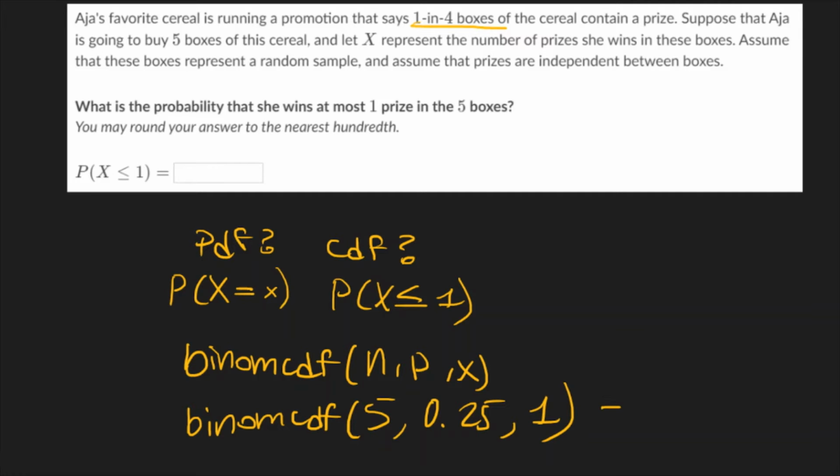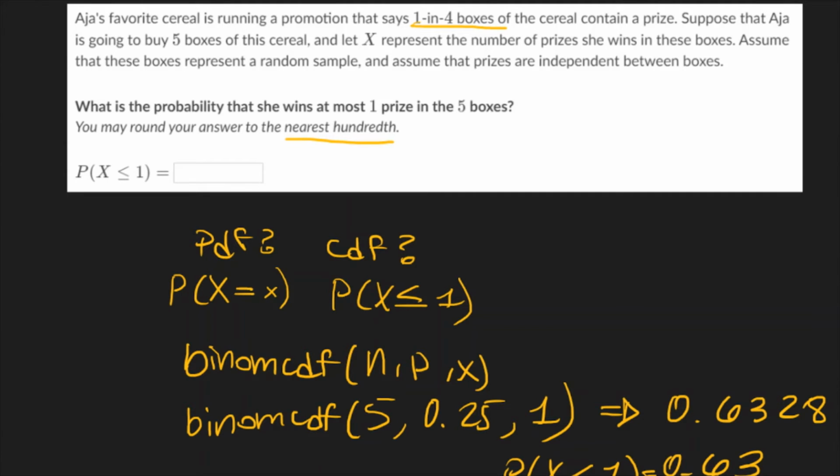When we put that into the calculator, that's going to give us 0.6328, but they want us to round to the nearest hundredth, so that's going to end up being 0.63. And that is the probability that the number of prizes Asia wins is less than or equal to 1: 0.63 or 63%. So there's a 63% probability that Asia will win less than or equal to 1 prize. So this is by hand.